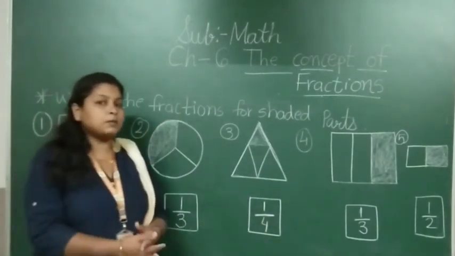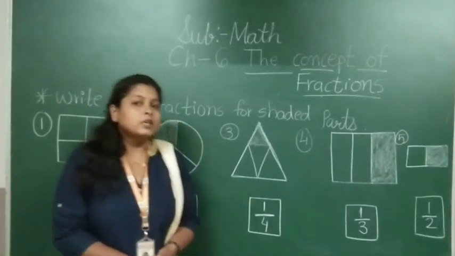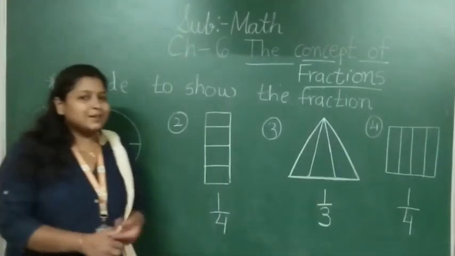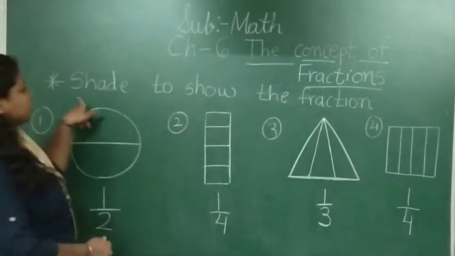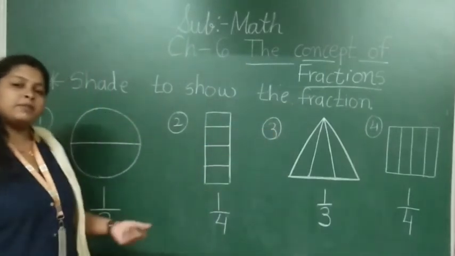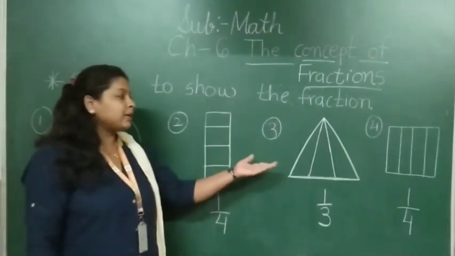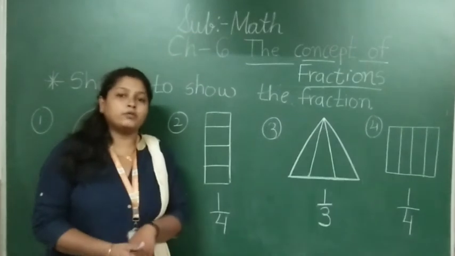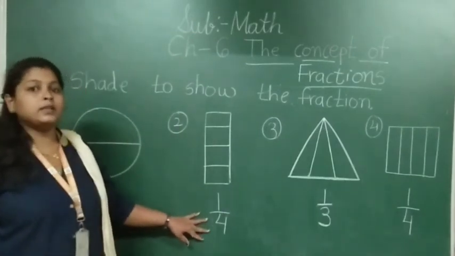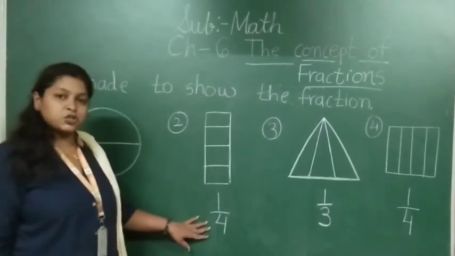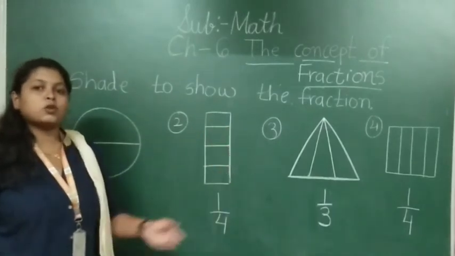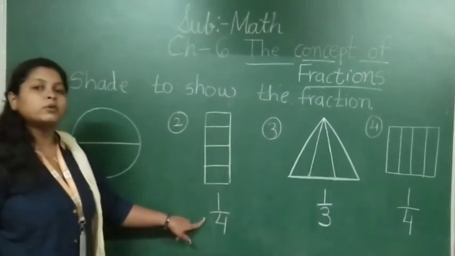And हम इसका एक opposite भी work कर सकते हैं. What is that? So for that you have to see one more exercise. Okay, so that opposite one exercise is given to you right now. Shade to show the fraction. Now in the previous exercise what you have to do? The shaded part is given to you, and from that you have to write the fraction. But in this, fraction is given to you, and on depend of that fraction you have to shade the shape. अब यहाँ पे जो भी आपको shape दिया गया है उसको आपको shade करना है on the base of fraction.